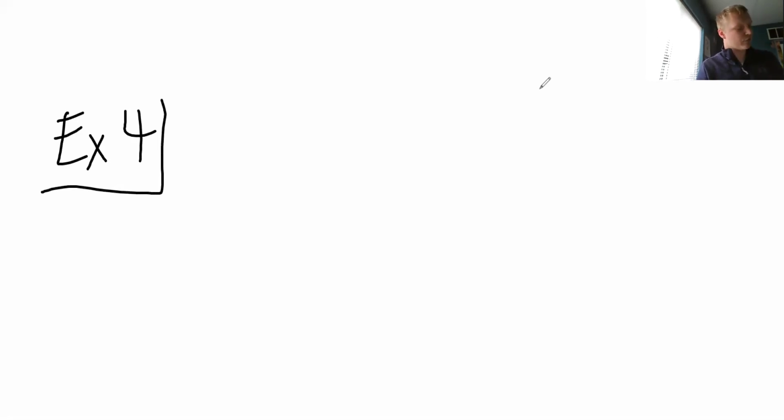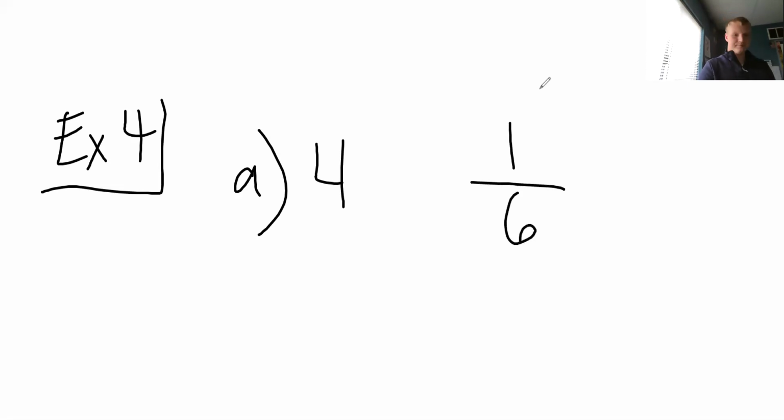So example 4, a single dot cube is rolled. What is the probability of rolling, part A, a 4 on a normal dice? 1 over 6. How'd you get that? There's 6 sides on a dice, and there's only one 4 on a 6-sided dice, so it would be 1 over 6. Good.